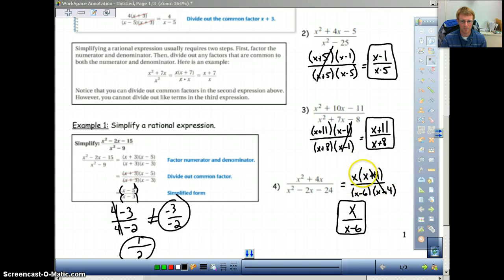Again, you check that by multiplying. x times x is x squared. x times 4 is 4x. And then the bottom factor is x minus 6 times x plus 4. The x plus 4's cancel out, so we are left with x over x minus 6. And again, nothing cancels out after that. Okay, so let's move on.